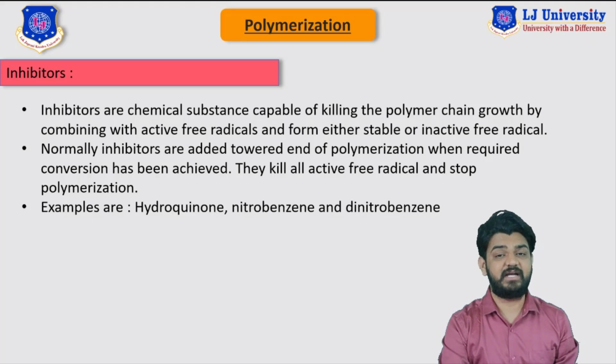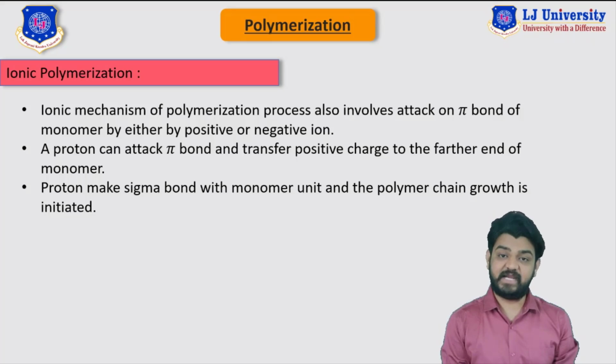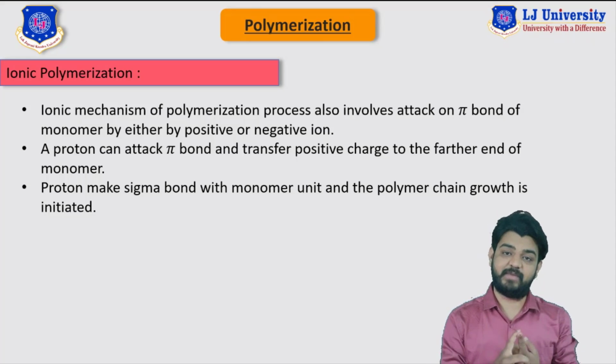Now, having said that, let's move to the next type of polymerization process, and that is ionic polymerization. We have already said that this addition polymerization process has 3 types. The first one is known as the addition polymerization process.